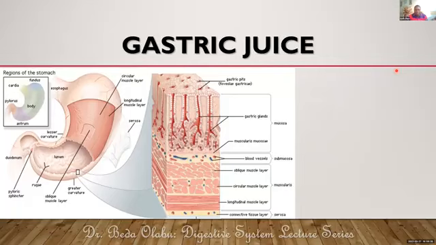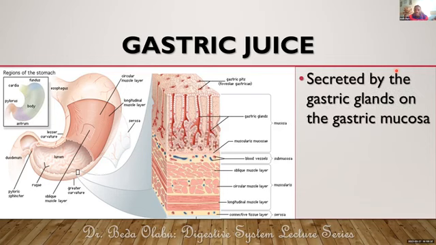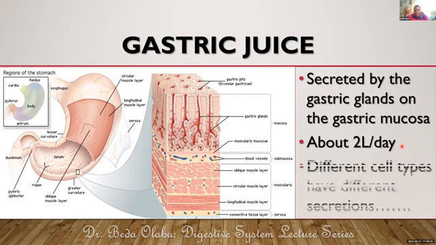So while we're there, we can talk about the gastric juice. Gastric juice is secreted by gastric glands. So it's an exocrine secretion of the gastric glands. You see, from the glands deep there, the secretions go through the ductal portion, which are part of the pits, into the surface of the stomach. We produce about 2 liters of gastric juice per day. And the different cell types that we mentioned produce different secretions.